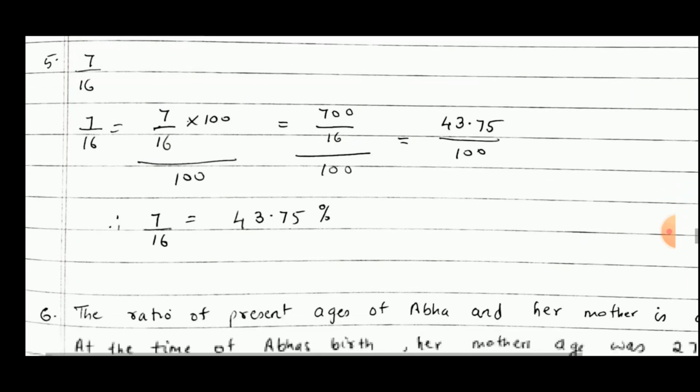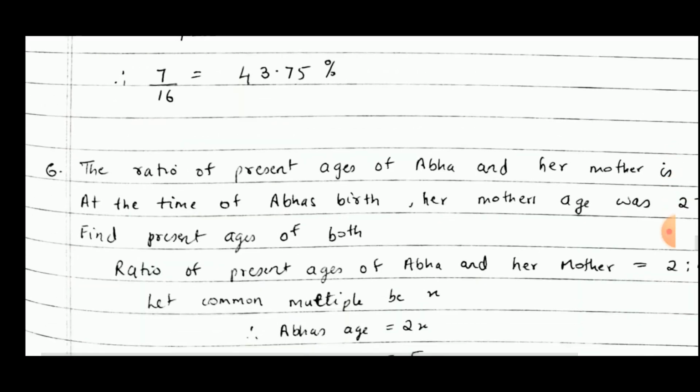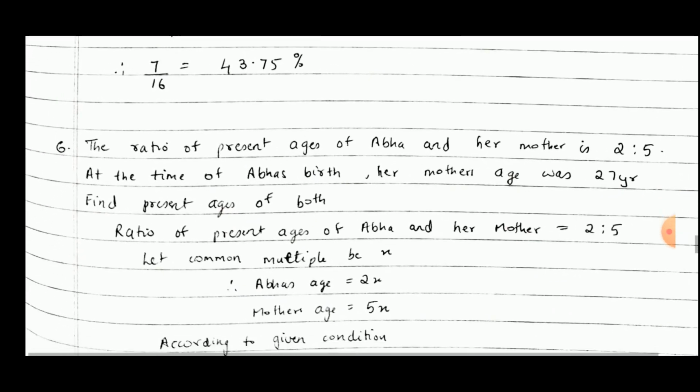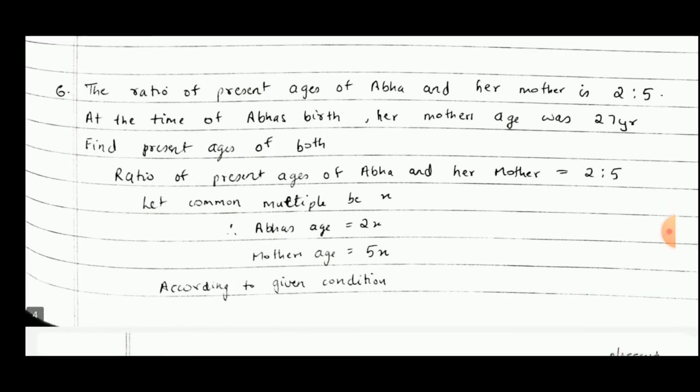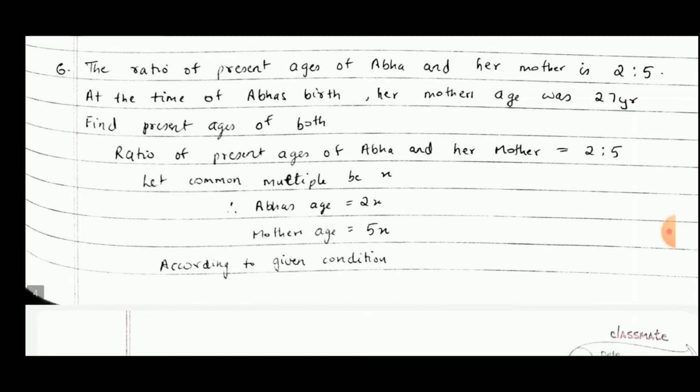So 43.75%. Now the sixth one: the ratio of the present ages of Abha and her mother is 2:5. At the time of Abha's birth, her mother's age was 27 years. Find the present ages of both. The ratio of the present ages of Abha and her mother is 2:5, so let the common multiple be x. Abha's age is 2x and mother's age is 5x. Now the difference between the two ages, mother's age and Abha's age, will give you the mother's age at birth.